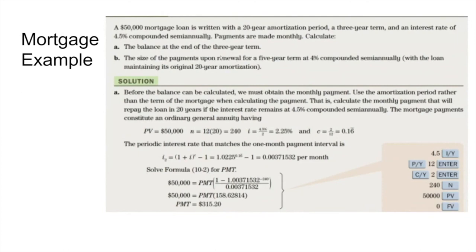So here's a little example, and then we'll be done for today. A $50,000 mortgage loan is written with a 20-year amortization period, 3-year term, and an interest rate of 4.5% compounded semi-annually. Payments are made monthly. Now, what this means, just to be clear on terminology, is that with a 20-year amortization period, you have 20 years to pay off the mortgage. The 3-year term is the time at which you need to renegotiate the interest, okay?